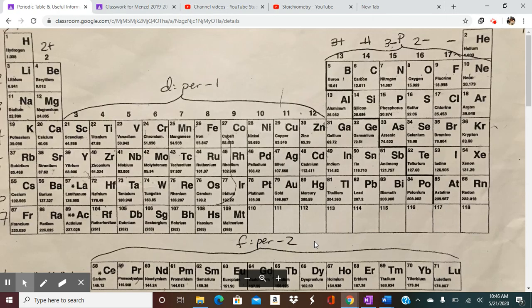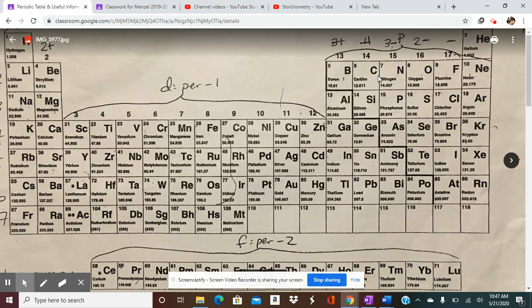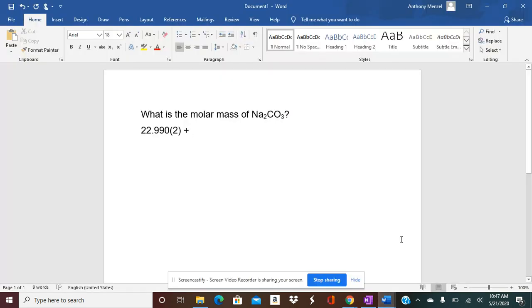Going back to the periodic table, the molar mass for carbon, C, is 12.011 for that element. So we can add 12.011. Now, the subscript next to the carbon is 1 because there's nothing there. We know that in chemistry, when there's nothing there, that means it's 1. So we don't have to multiply the 12.011 by anything, because when you multiply a number by 1, of course, the number is the same.